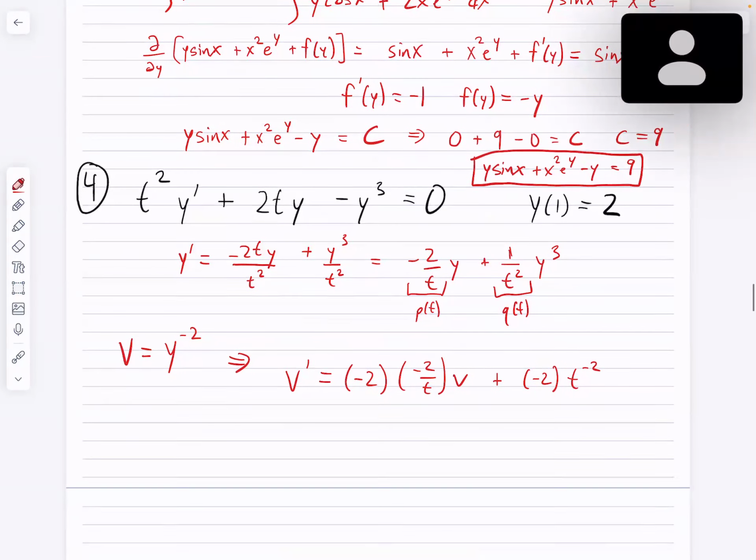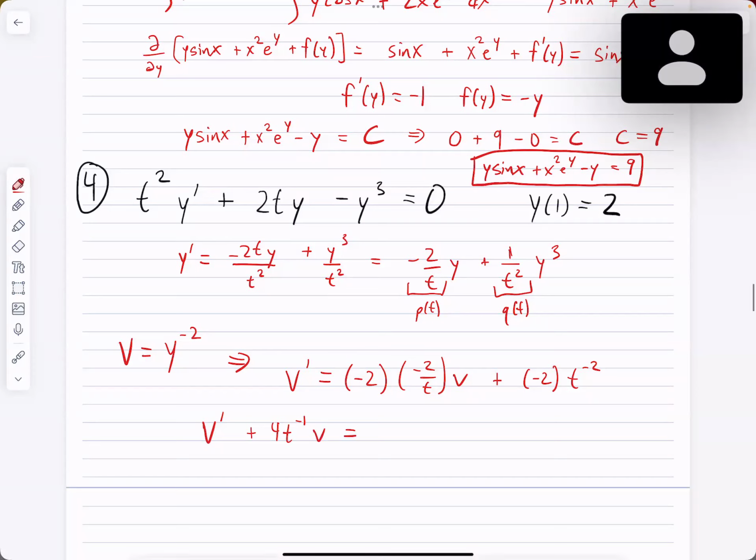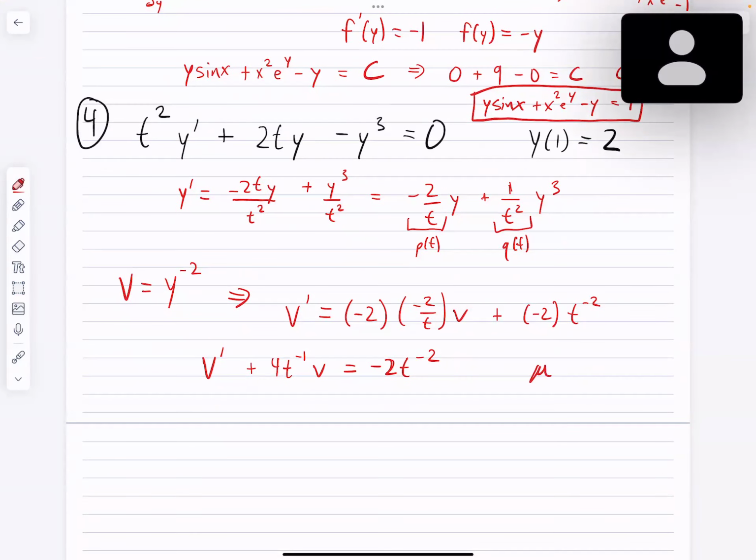We can put it all together and you get, that's going to be 4. So v prime plus 4t to the -1 v equals -2t to the -2. So now I need to do the integrating factor. So mu, the integrating factor, is e raised to the integral of 4t to the -1, which I believe is going to be ln of t.